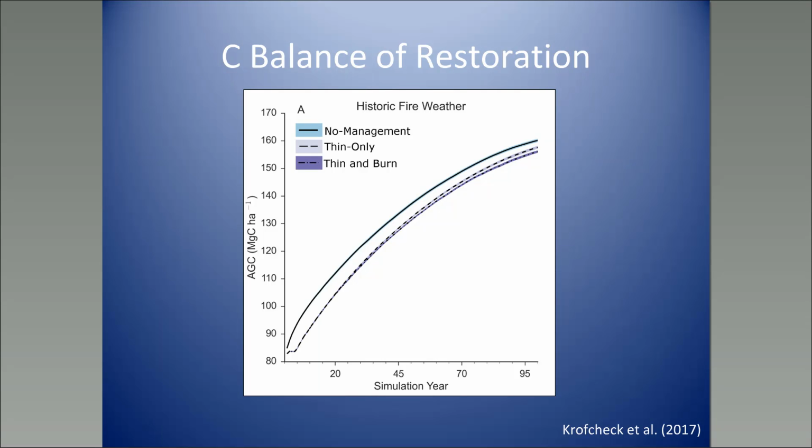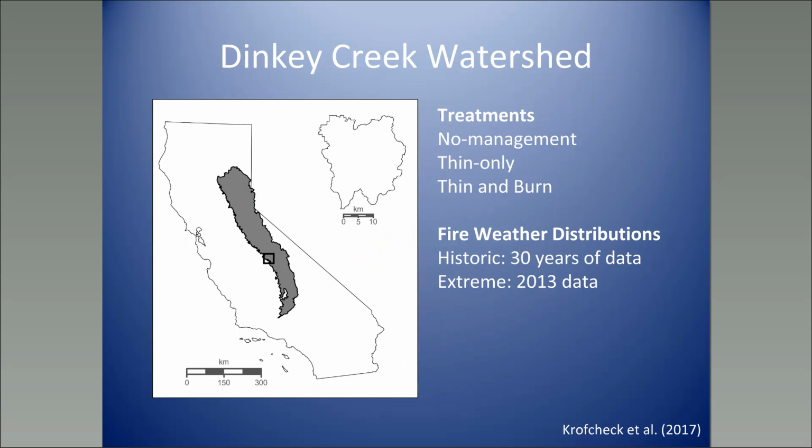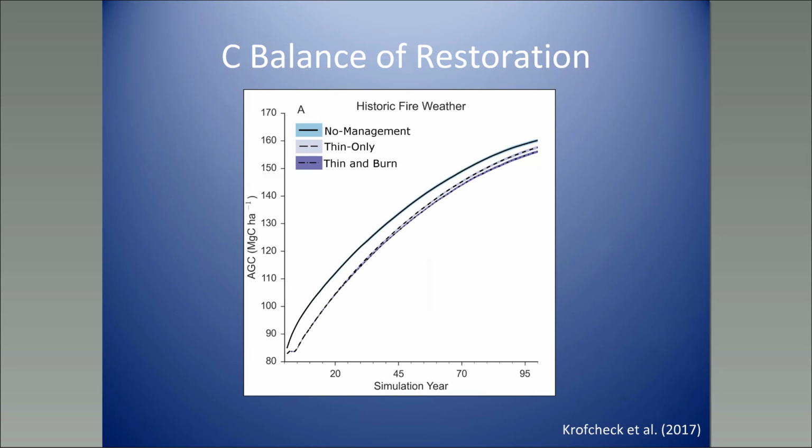I need to back up here, sorry. We also included two different fire weather distributions for our simulations. We included 30 years of RAWS data and created fire weather distributions from that, and then an extreme fire weather scenario where we used RAWS data from the Rim Fire. So in the simulations that included historic fire weather, we found that really the upfront removals of carbon from the system in these treated scenarios maintained aboveground carbon that was below the no management scenario throughout the simulation period.